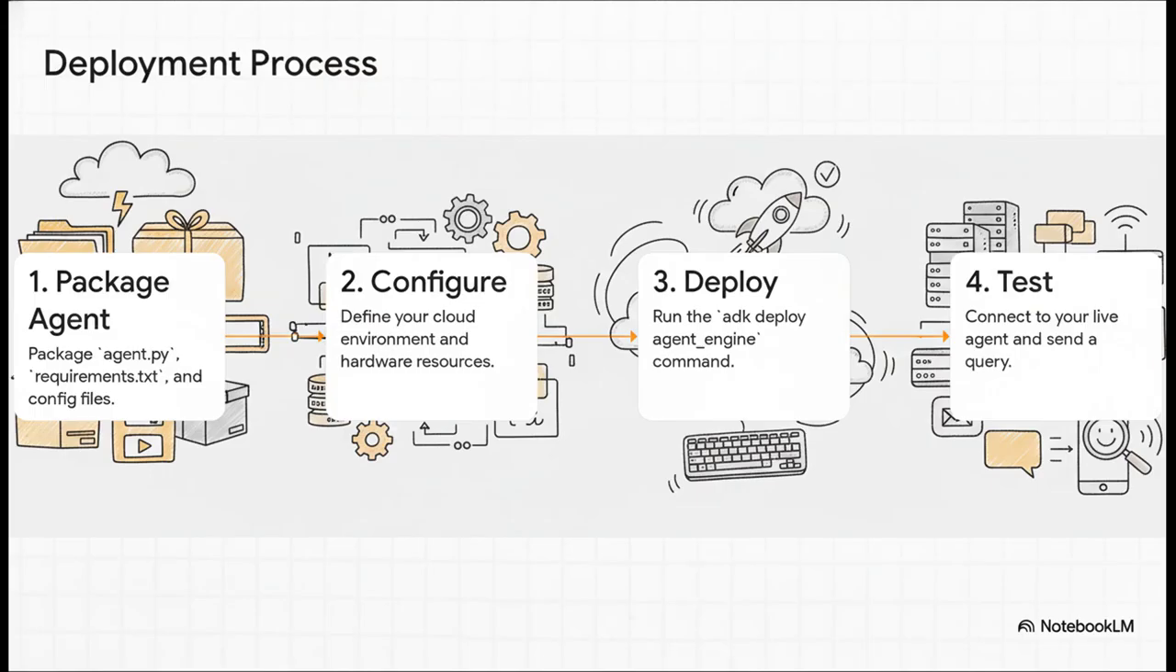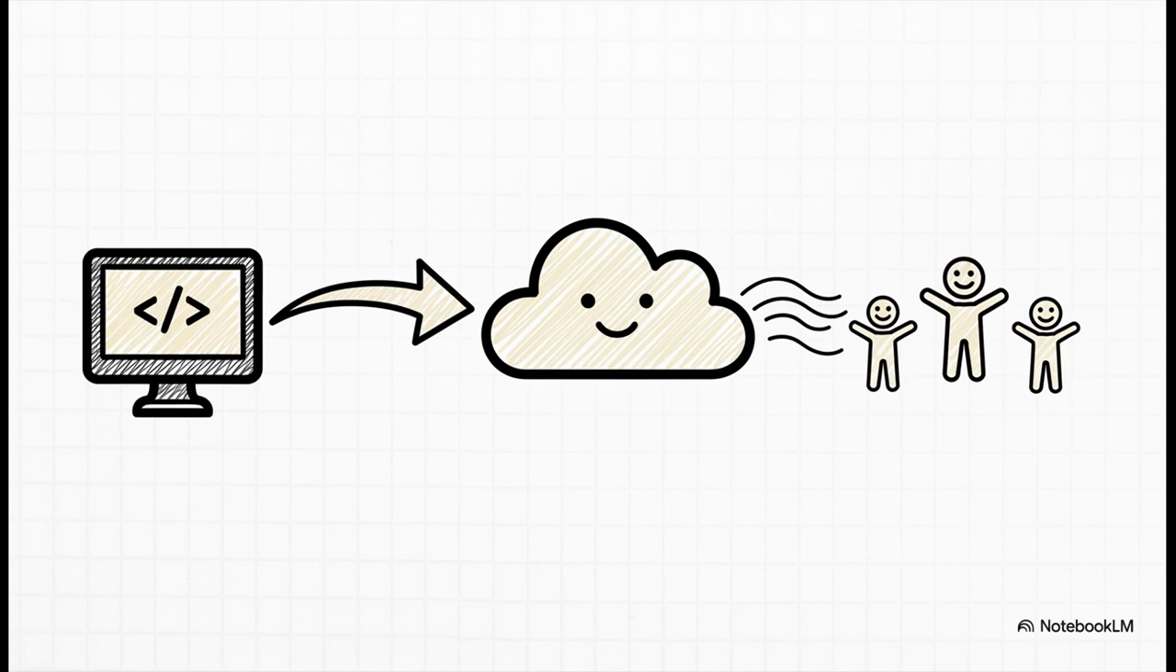And last but not least, let's talk about actually going live. Deployment. I know this part can feel really daunting, but it's been made so straightforward. You literally just package up your files, your agent code, your requirements, you configure your cloud environment, you run one simple command to deploy the whole thing, and then you test it. That's it. 4 steps and you're live. And just like that, you've done it. Your agent is now live. Think about that. What started as just a script on your laptop is now a real live service running out there on the internet, ready to interact with users. That is a moment of real accomplishment for any builder.